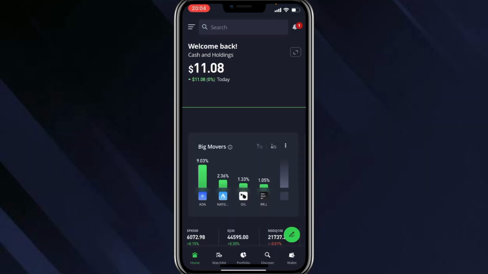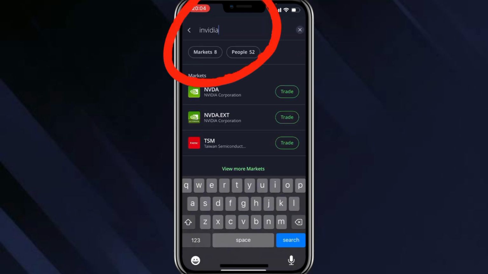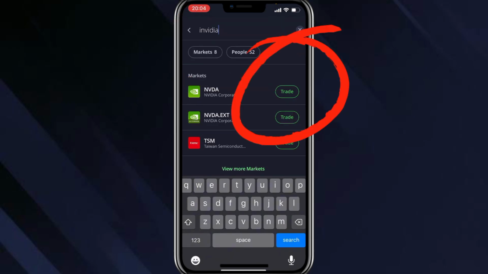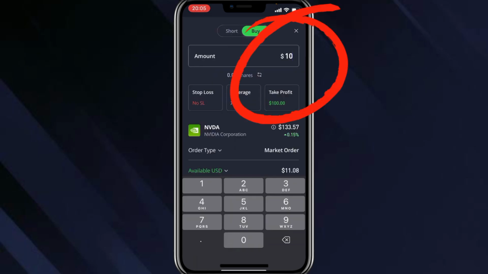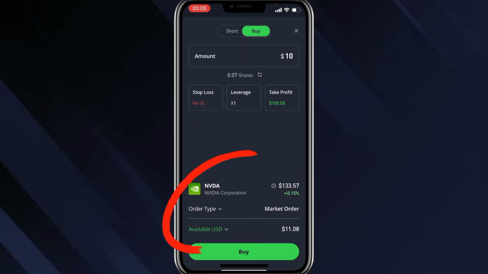If you already know the stock you want to buy, go to the search bar and type in the name of the company. For example, let's search for NVIDIA. Once you find it, click on Trade. Enter the amount you want to invest. The minimum is $10. Choose your order type.